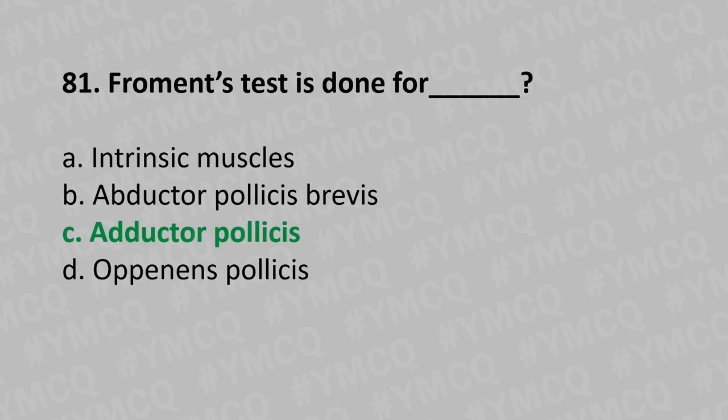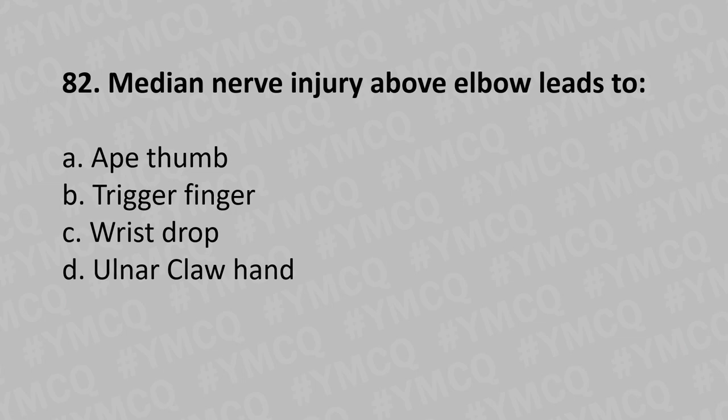Median nerve injury above the elbow leads to: option A, ape thumb. Option B, trigger finger. Option C, wrist drop. Option D, ulnar claw hand. And the answer is option A, ape thumb. Moving to our 83rd question.